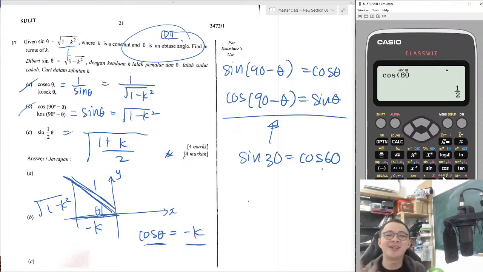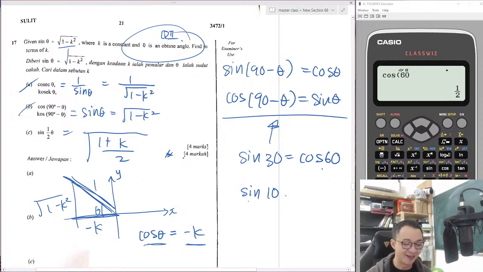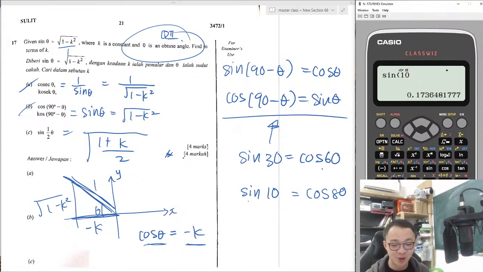Or you might think, oh sir, because you remember the number, right? Okay, let's do a number I cannot remember, like sine 10. I know sine 90 minus theta will equal cos theta, so this one will equal cos 80. Let's see. Sine 10, you actually get 0.1736. Let's see what happens for cos 80. You get back 0.1736, exactly the same value, isn't it? Correct. Thanks to the student who reminded me of the name. Yes, it's called complementary angle.